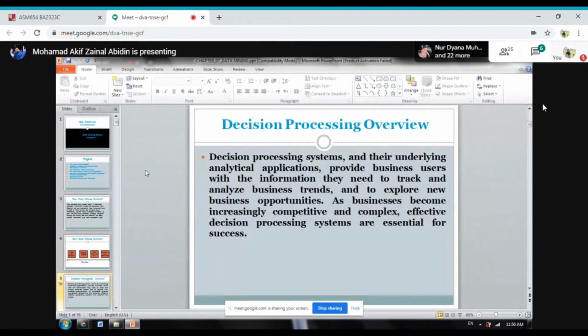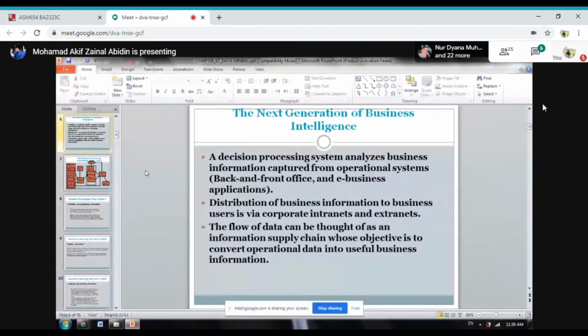Okay, the first question that will be asked from chapter 7 in part A. Part A will be structured type of questions. Okay, it will be: what are the 4 decision processing tasks? Okay, when you would like to make decisions, these are the 4 tasks. Okay, we talk about decision processing. It analyzes business information captured from database systems. Okay, the words operational system here refer to database systems. Okay, there are many sources of databases.